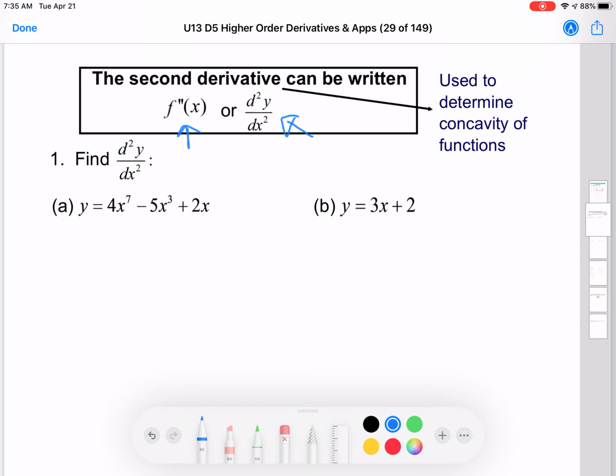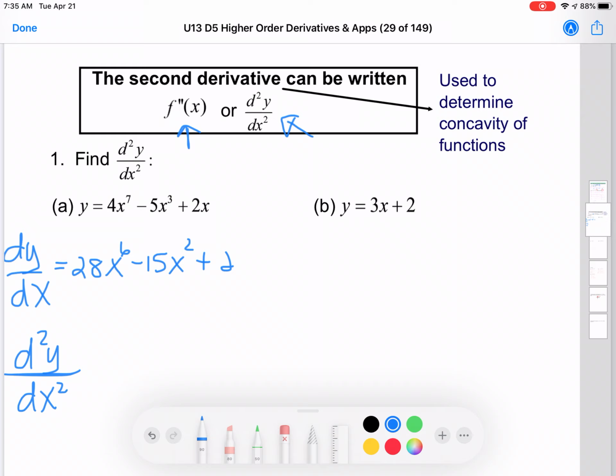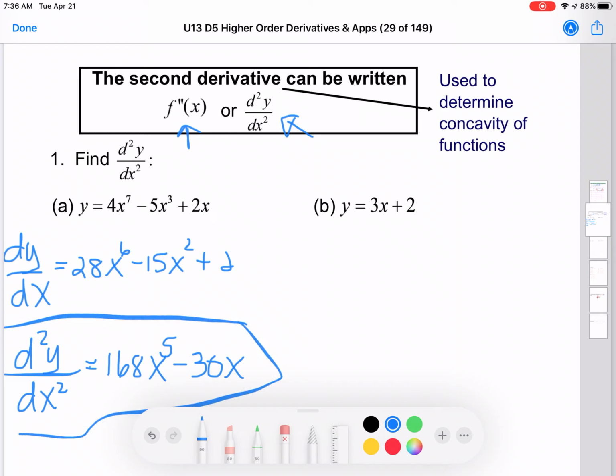All right, so here we go. So find the second derivative. So first, let's find the first derivative. So the first derivative is going to be 28x to the 6th minus 15x squared plus 2. And then the second derivative, and you just do it again. So use a calculator here if you need to. 6 times 28, 168. Decrease the power by 1, minus 30x, and the derivative of a constant is 0. Okay, so second derivative, that's all. And then we'll use that next year to do some more stuff.